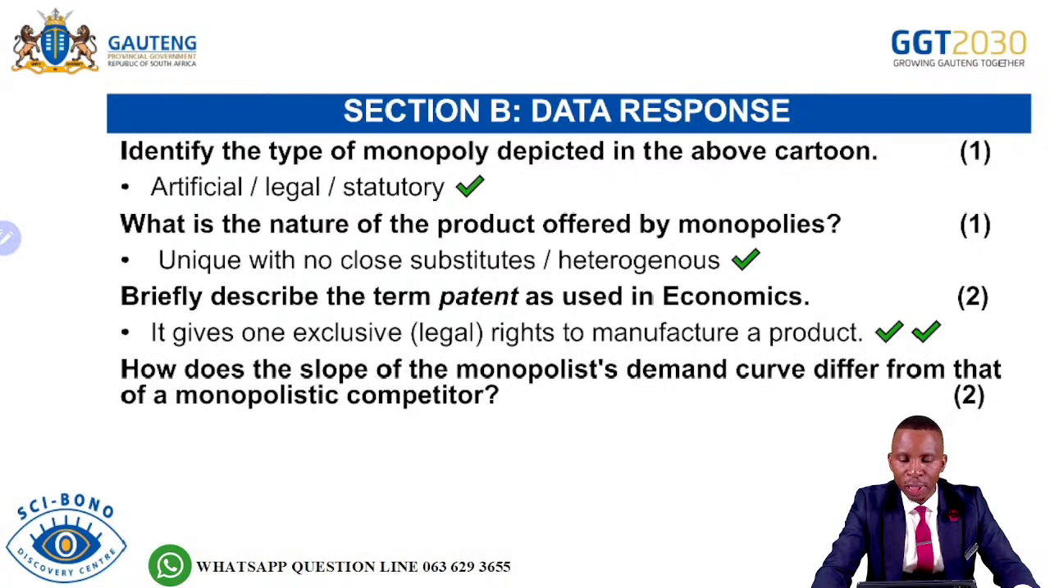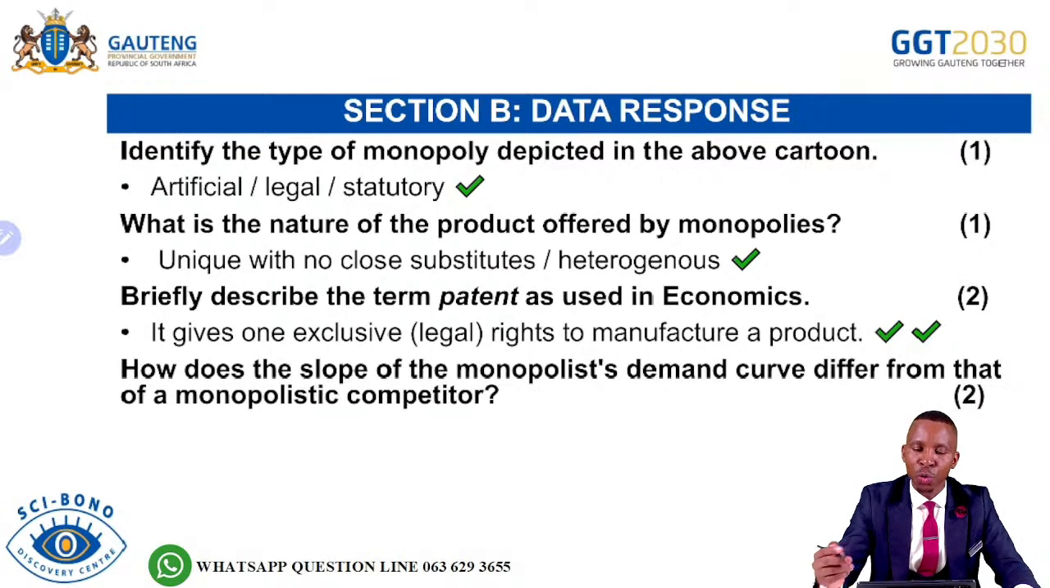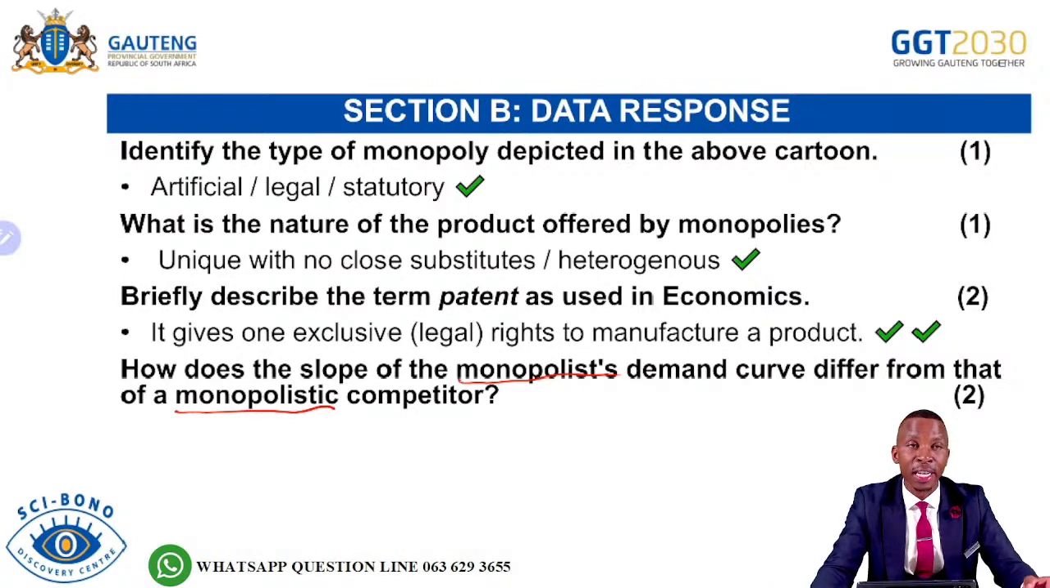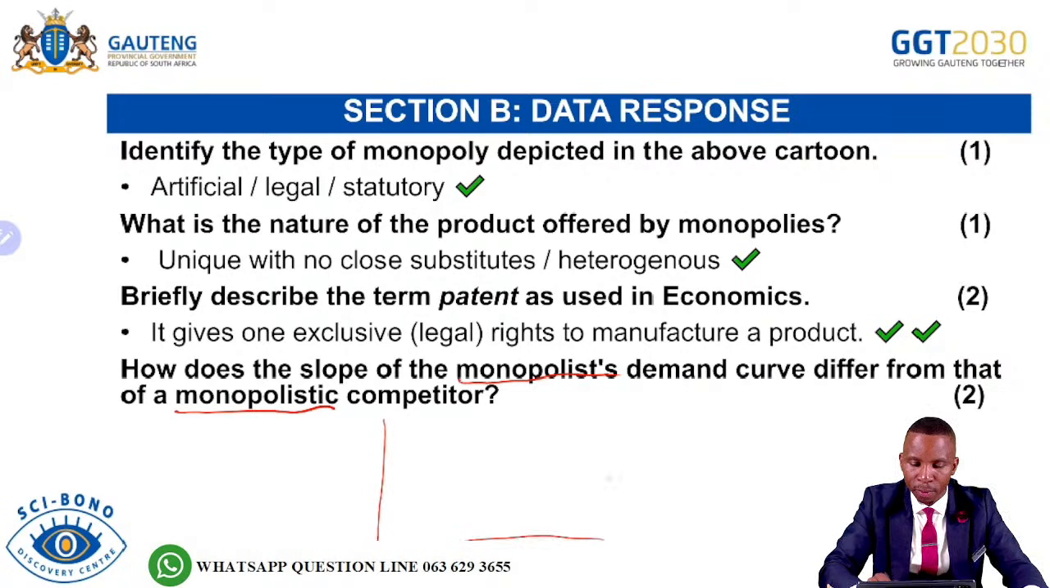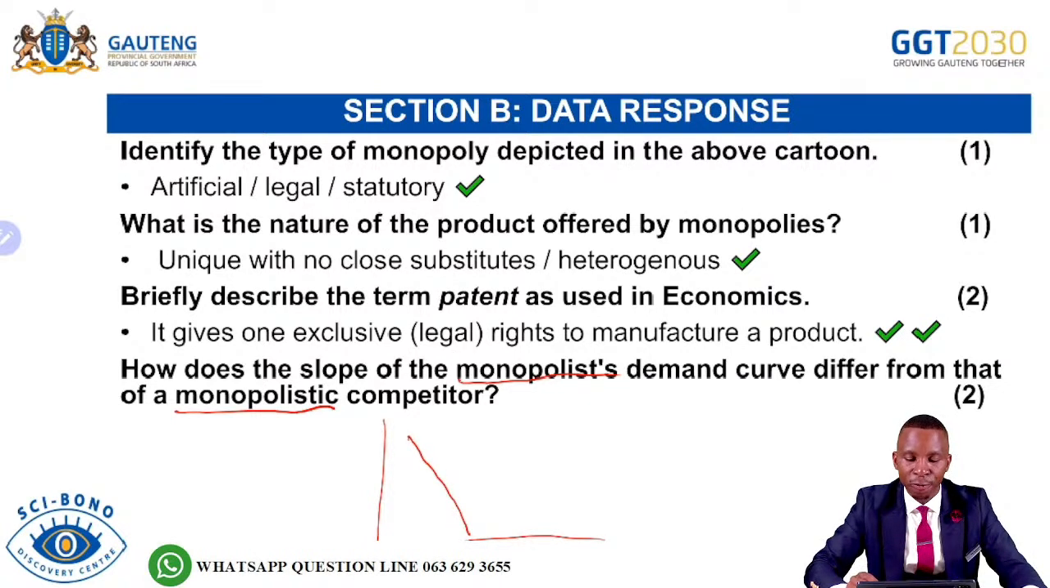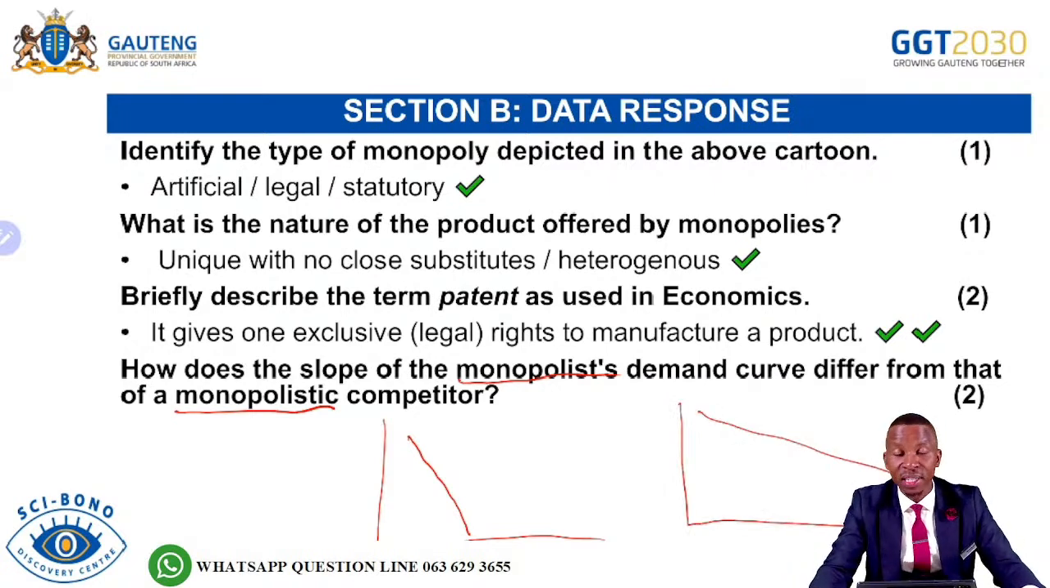How does the slope of the monopolist demand curve differ from that of the monopolistic? You tend to be confused by the monopolist and monopolistic. The monopolist means the monopoly, that's a monopoly business, but monopolistic stands alone as monopolistic. Now we are talking about the demand curves and the slopes. Let me draw it here. I'll assume this is the demand curve for the monopoly, and this one is for the monopolistic. You can see the difference.